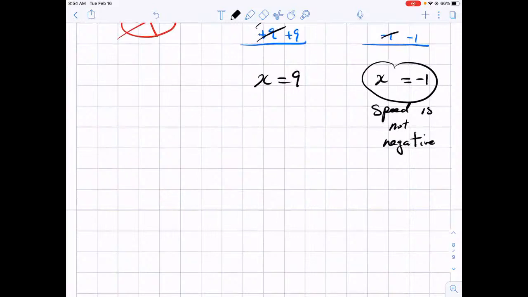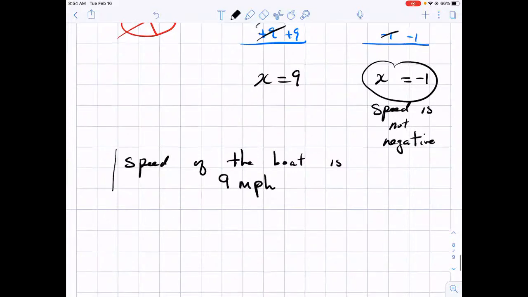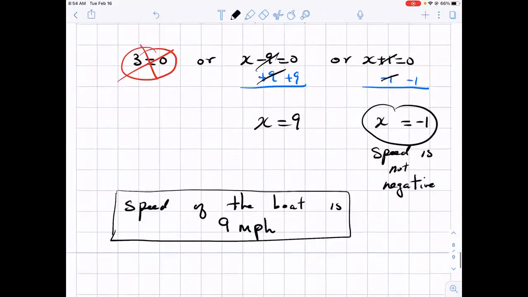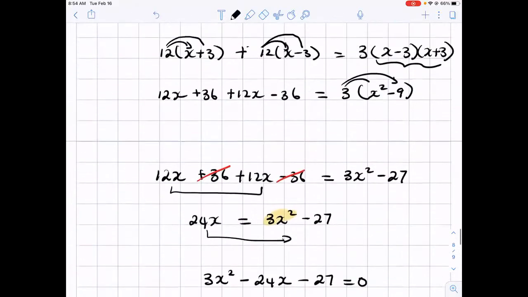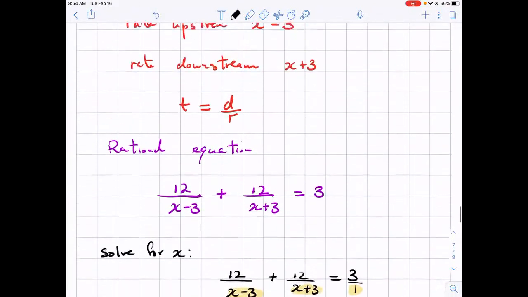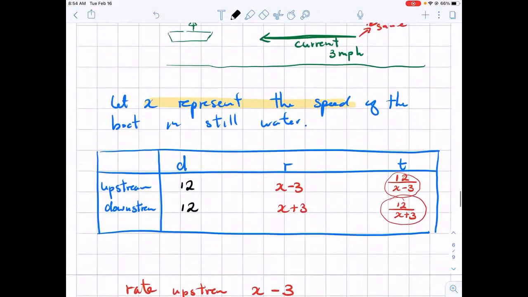So x here, the speed of the boat, is 9 miles per hour. The speed of the boat in still water is 9 miles per hour. And this here is the answer. So it will take some time for you to get a hang of this, right? Especially because it's word problems. I don't think you will have a problem solving for x, but getting the two equations takes some time, right?